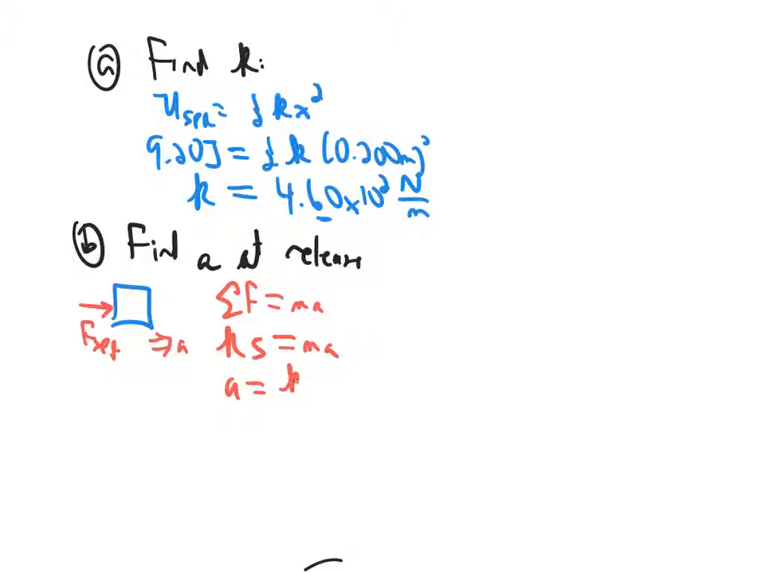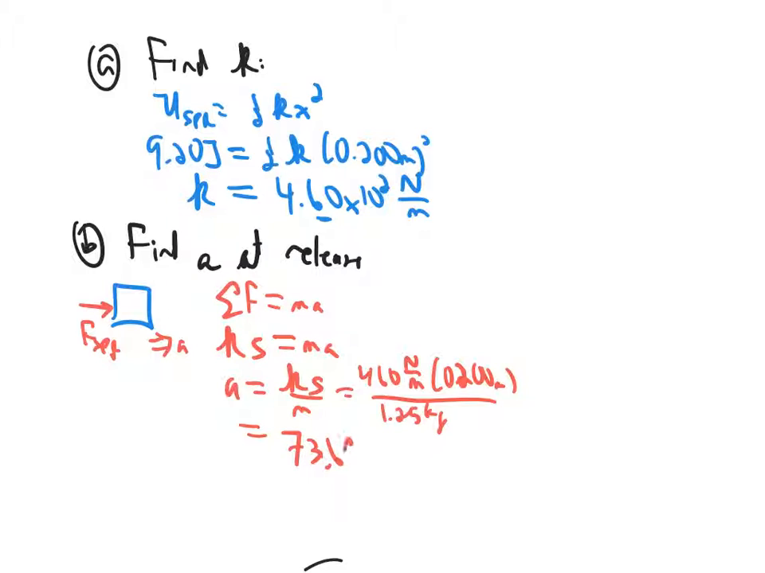a is ks over m, which if you throw in the numbers is 460 newtons per meter times 0.200 meters over the 1.25 kilograms. So we end up with an acceleration of 73.6 meters per second squared.